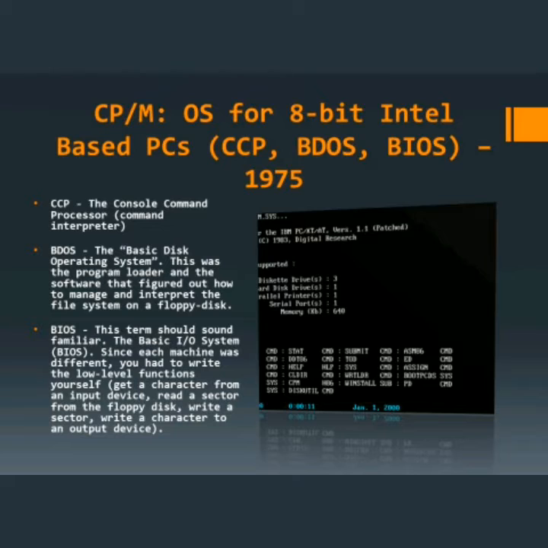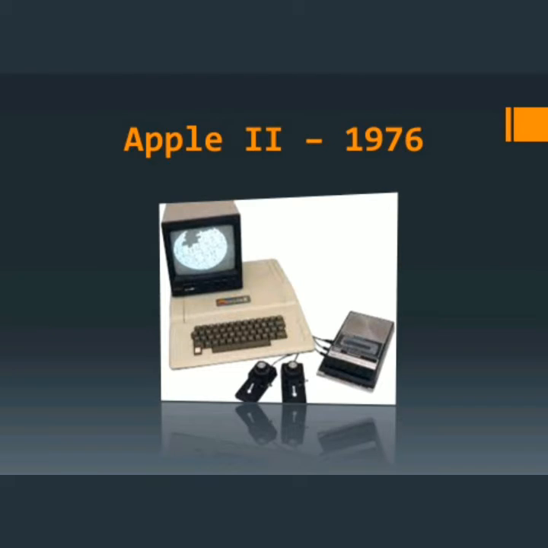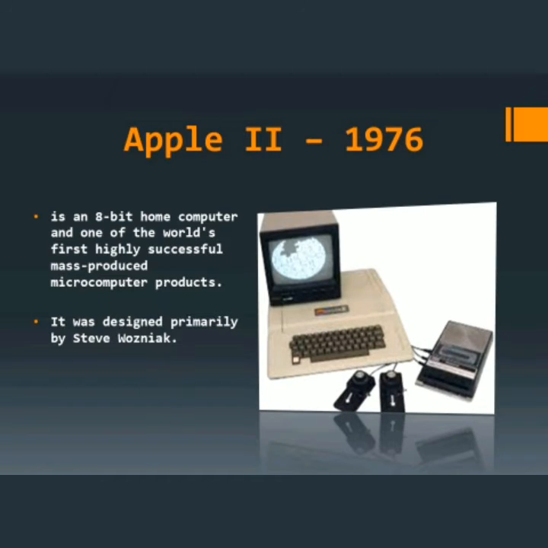The BIOS handled the machine-dependent code, while the CCP accepted commands from the users, like the shell on the Unix and Linux system. The Apple II was an 8-bit home computer produced by Apple Computers, which was the successor to the Apple I. Released in 1976, it was based on the original design of the Apple I and it introduced vast improvements and new features like a color display and expansion slots.